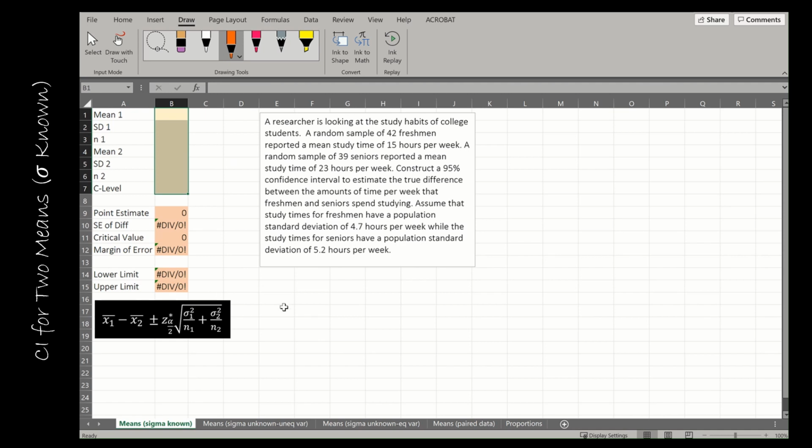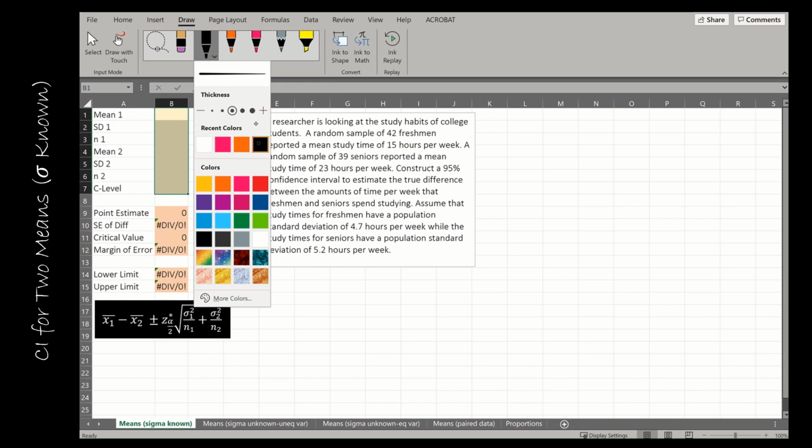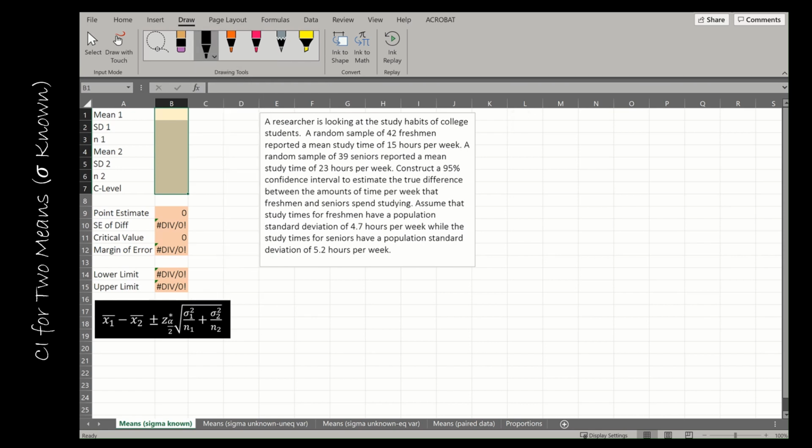Now, it's not rocket science what I'm doing here. I am essentially using this formula that I've copied from the other page and I'm just going to let Excel do all of the work. So the point estimate is just this very first part, x bar 1 minus x bar 2. That's this guy. That's the point estimate. So as you can see in my formula, I've set it up to be the mean 1 minus mean 2. That's exactly what the point estimate is.